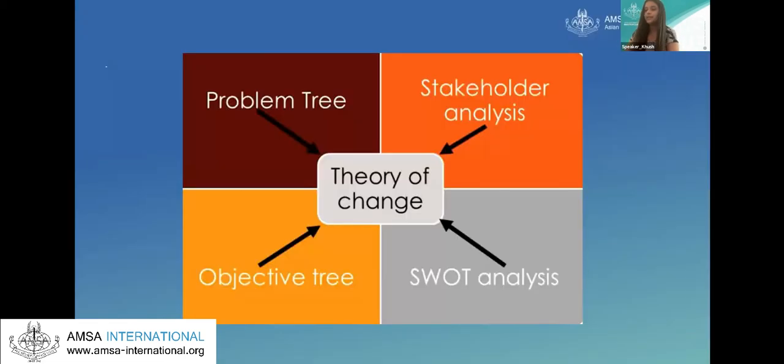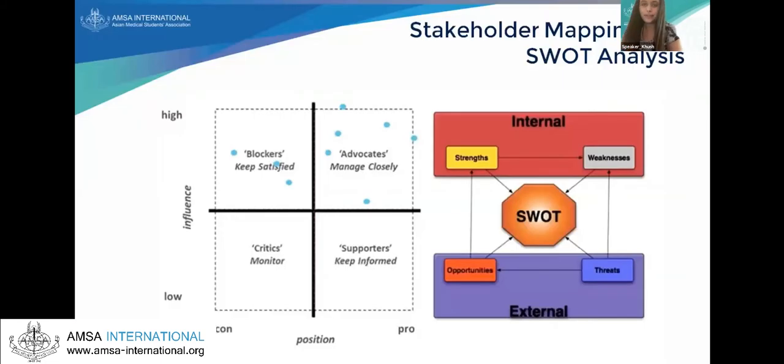Moving ahead to an interesting representation shared by one of my professors, who states that a theory of change is a combination of four major processes. One, defining a problem tree. Second, defining an objective tree, both of which were covered by our speaker, Sondarya, yesterday. And third and fourth are the stakeholder mapping or the stakeholder analysis and the SWOT analysis, which we will be discussing ahead. So starting with first, the stakeholder mapping. On the left, you see a graph which has four columns. On the x-axis, you see influence, and on the y-axis, you see position.